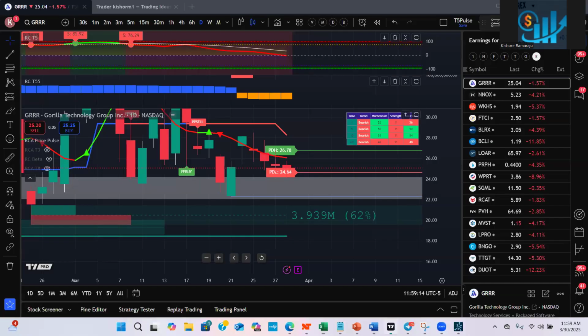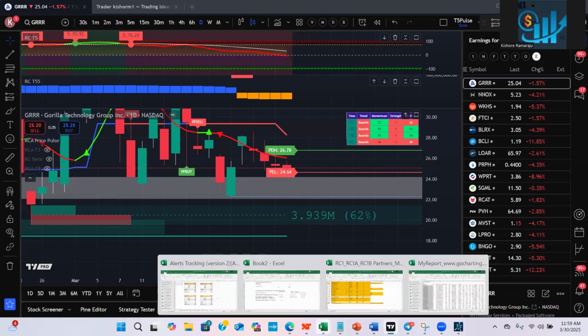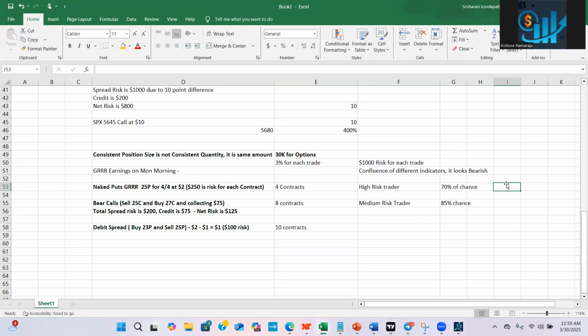Let us say the stock went all the way down to $20 and is staying there. Your $25 put will make 300, 400% profit. So here your chance of making 300% to 400% is high. Here, even though it goes to 20, $15, $10, whatever it is, the maximum you make is $125. Whatever credit you received, that is the profit you are making. You are risking 125, you can make $75.